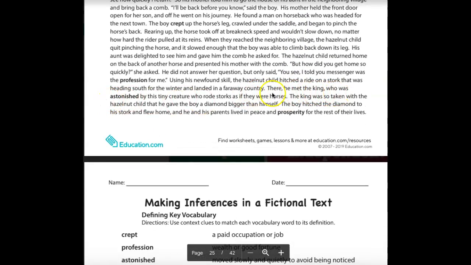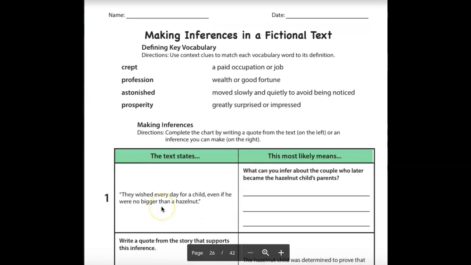There he met the king, who was astonished by this tiny creature who rode storks as if they were horses. And then prosperity. We'll go back all the way to the beginning of the sentence. The boy hitched the diamond to his stork and flew home, and he and his parents lived in peace and prosperity for the rest of their lives. All right, so draw a line to match those up.